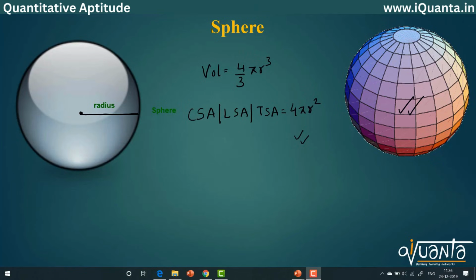Sometimes you might be asked questions related to hollow spheres. So you will be given an inner and outer radius, and you will have to find out the volume of the material that was used to form the sphere.